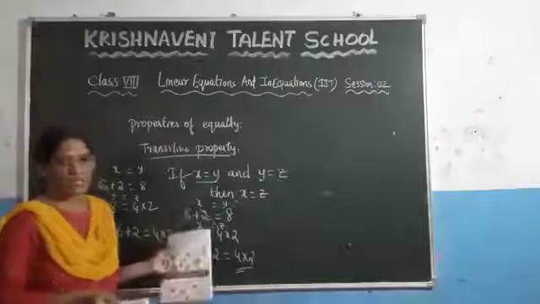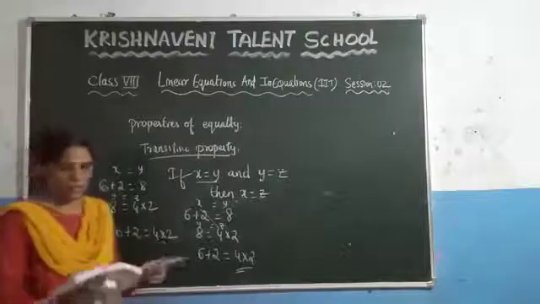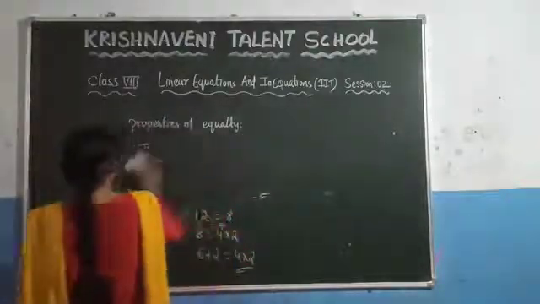What it states: if x is equal to y and y is equal to z, then we can say that x is equal to z. Now see the next one, the additive property.